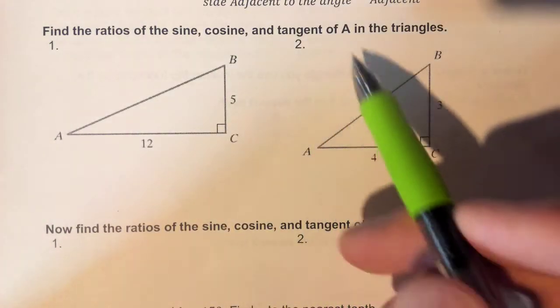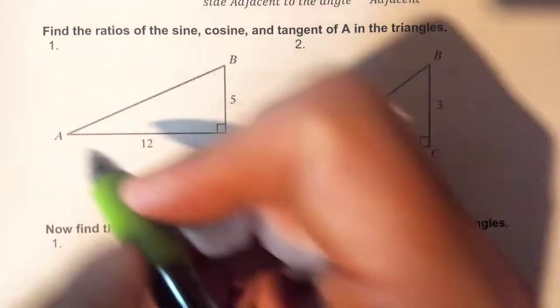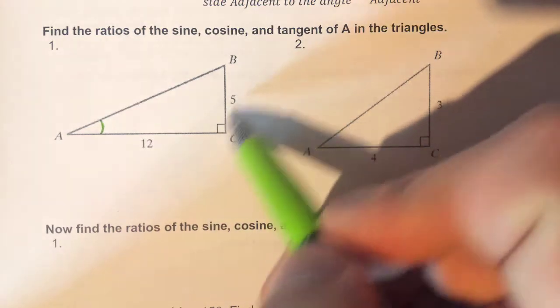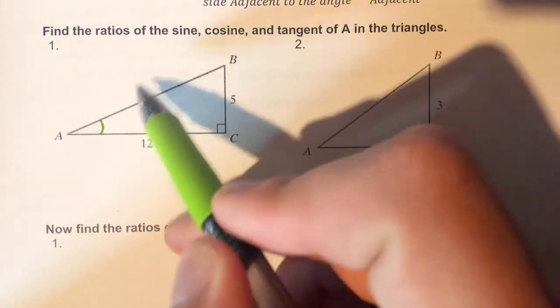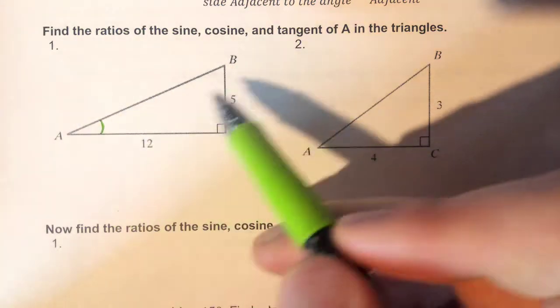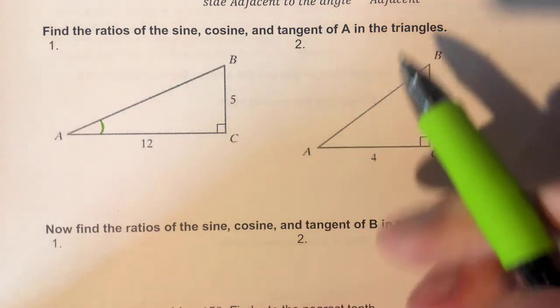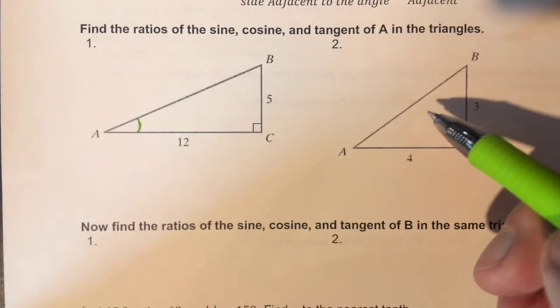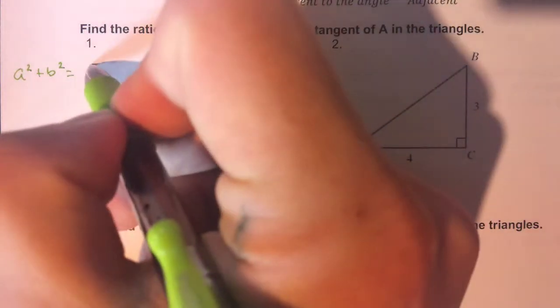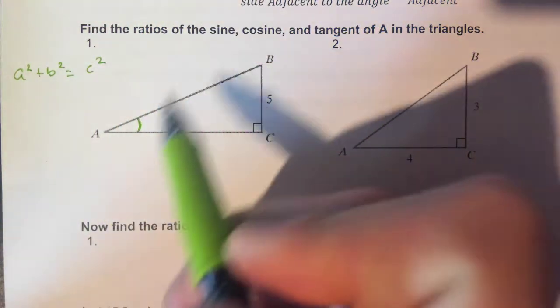It says of A, so that means this is the angle we're going to be using. We're using angle A. Now you'll notice we're missing the third side of our right triangle. So how do we find the third side in a right triangle? You use the Pythagorean theorem, of course. We know that the Pythagorean theorem is a squared plus b squared equals c squared, where a and b are the legs and c is the hypotenuse.